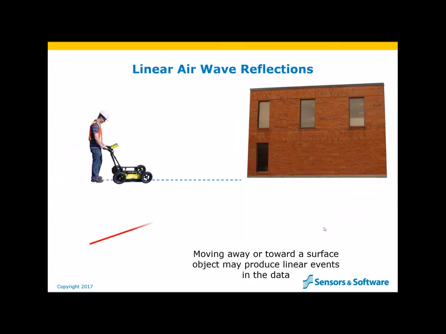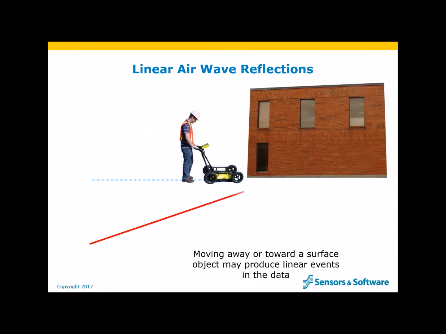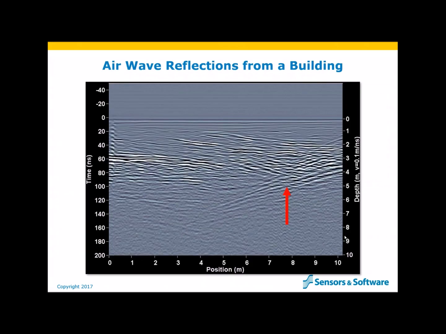You can also get airwaves generated by walking up to an object, usually a sizable object like a building. If you see airwaves, they will look like a sloping reflection as you approach the building. The good news is that you can use the hyperbola fitting to measure the velocity and see if they are airwaves. You just have to place half the hyperbola off the screen and just use 1/2 of it to do the fitting.